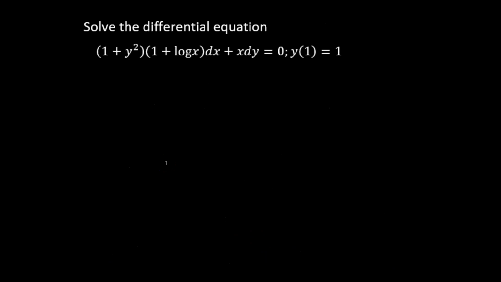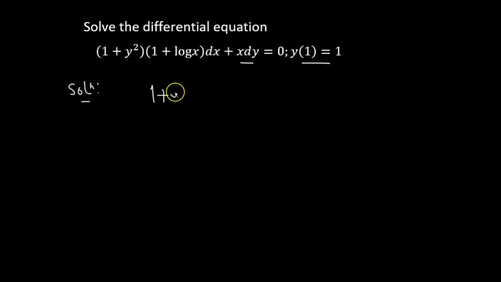Let's move on to the next problem. Problem number 2. So here we have another differential equation given by (1 plus y squared) times (1 plus log x) dx plus x dy equals 0, with the initial condition that when x equals 1, y gives the value 1.